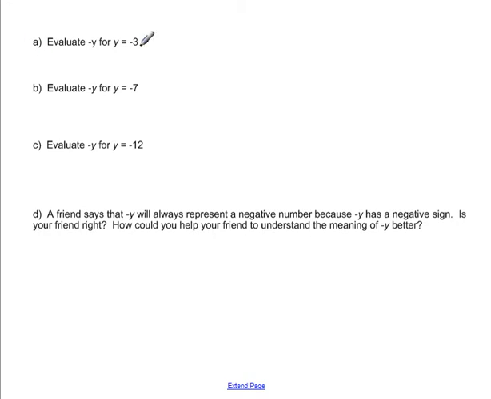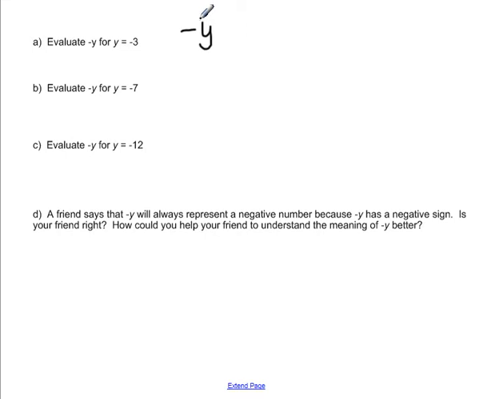In this problem, we're being asked to evaluate the opposite of y for 3 different values for y, and then we're going to think about what we find with that. So for this first problem, notice the negative sign there in front of the y. We're being asked to evaluate the opposite of y for y equals negative 3. So let's see what this looks like. We're given this expression to evaluate, and we're going to evaluate it for negative 3.